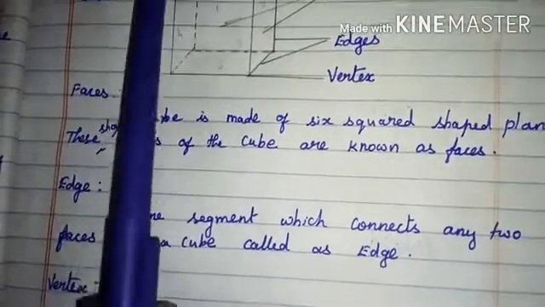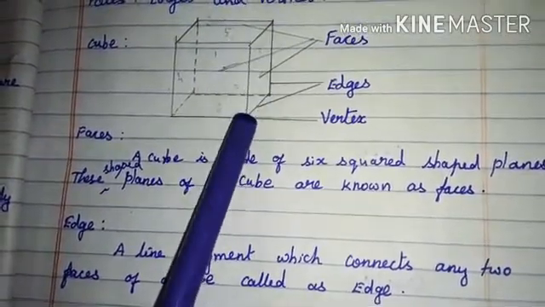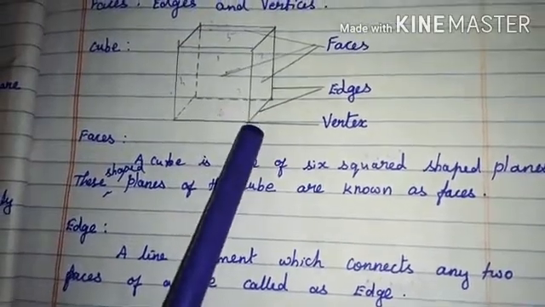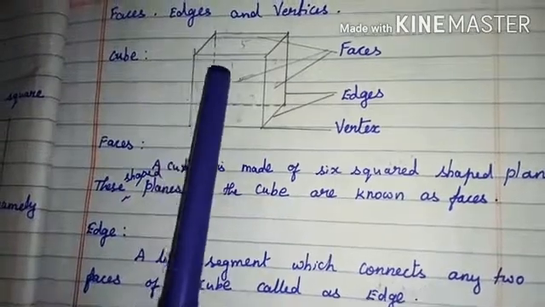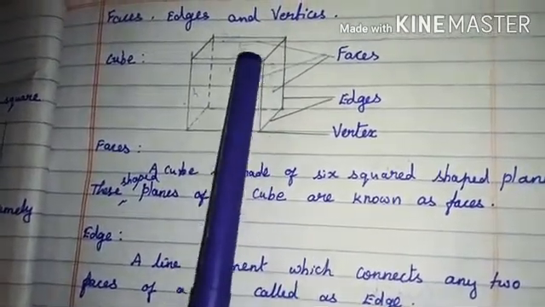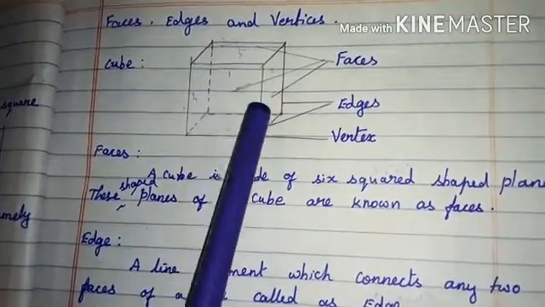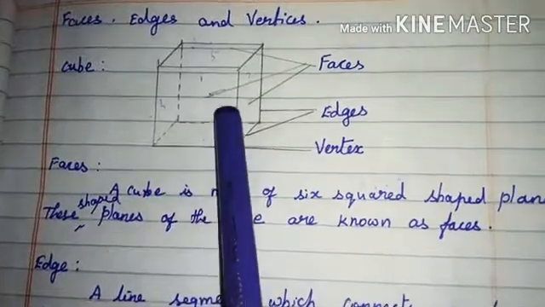The next one is the edge. The edge is nothing but when two faces meet at a line segment, then we call this line segment an edge of the cube. Suppose we take faces 1 and 2, these two faces meet at this line segment, then we call this line segment an edge of the cube. Similarly, this cube has 12 edges.